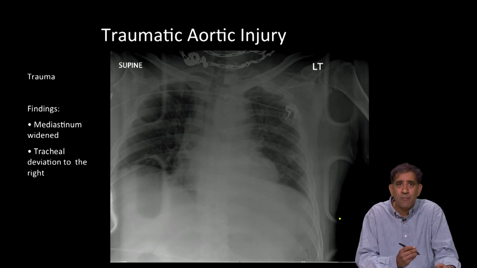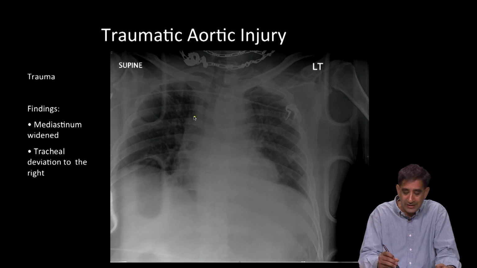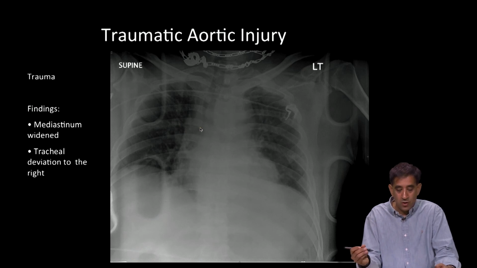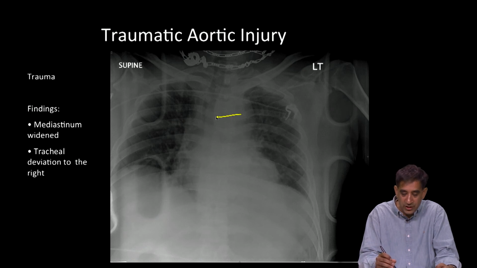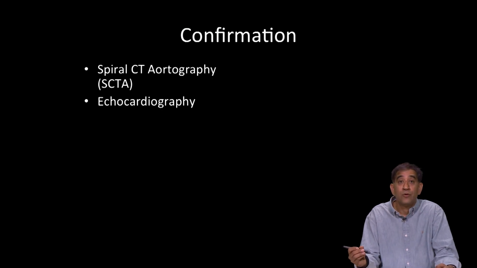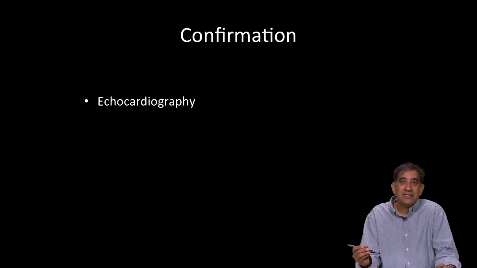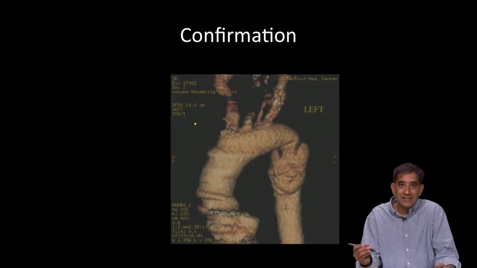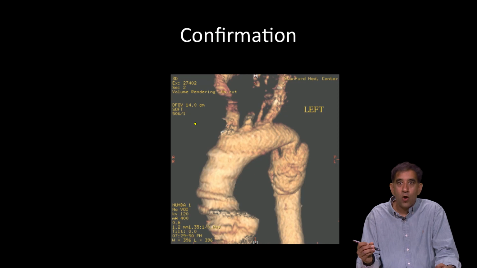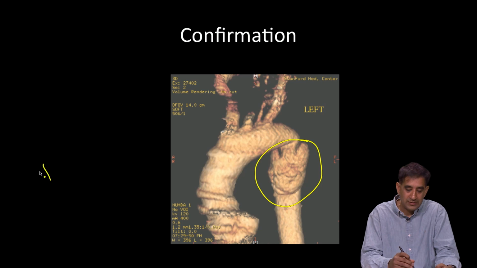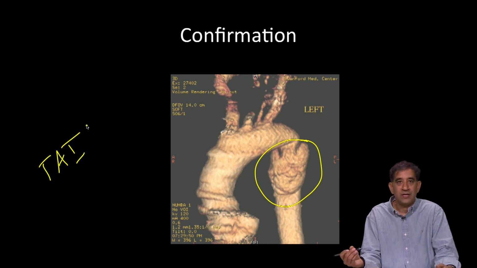So let's take a look at some examples of traumatic aortic injury on chest x-ray. And again, here's an example where we can see that the mediastinum is wide and that there's deviation of the trachea to the right. How do we confirm the diagnosis of traumatic aortic injury? There's two ways of doing it. The first is spiral CT angiography, and the second is echocardiography. And if we take a look at an example of a spiral CTA with 3D reconstructions, we can see this abnormality here is a traumatic aortic injury in 3D.